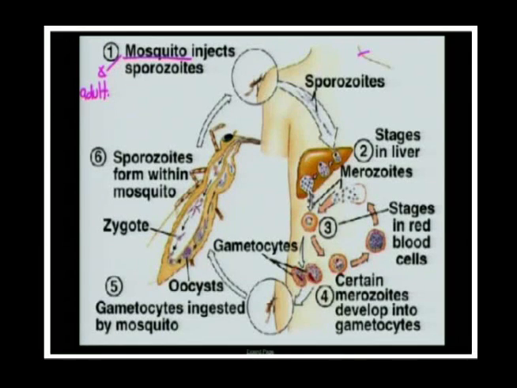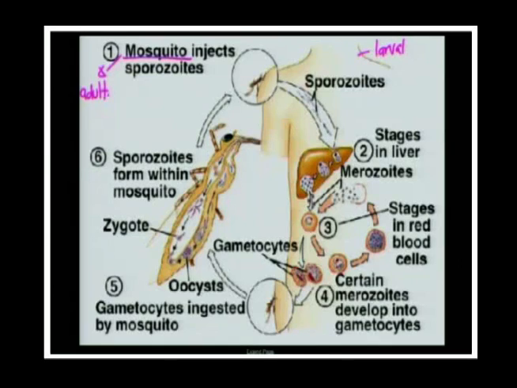The second host is man, and in man, this is where the parasite spends its larval stage, and man as a host is the one who is harmed by this parasite. Let's follow the life cycle and see what happens at each stage. A female Anopheles mosquito has the parasites in an immature form called a sporozoite in her salivary glands. She will use her long mouth part to pierce the skin of a human.